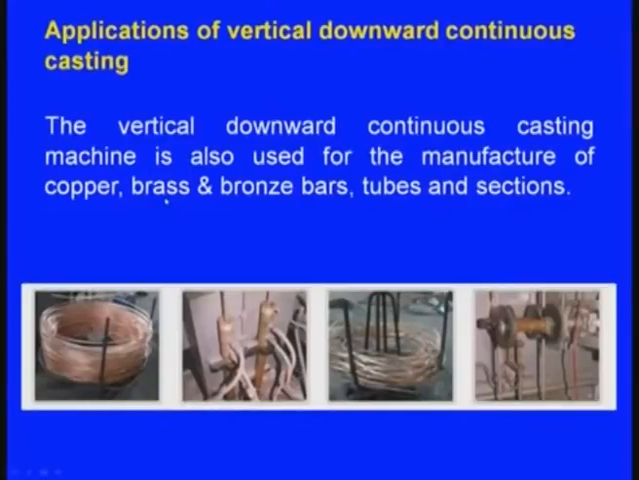Now, what are the applications of vertical downward continuous casting? The vertical downward continuous casting machine is also used for manufacture of copper, brass and bronze bars, tubes and sections. So, these are all the different components produced by vertical downward continuous casting.